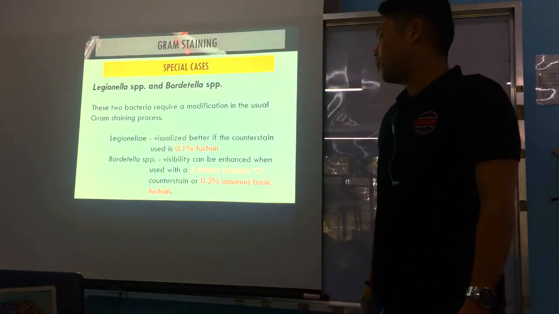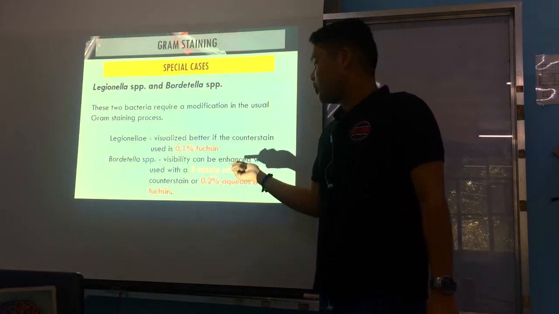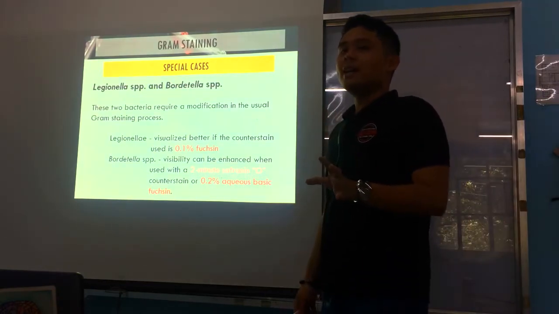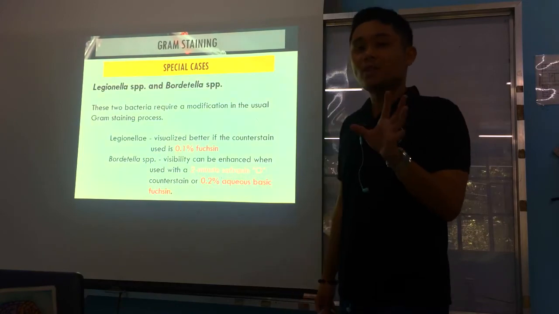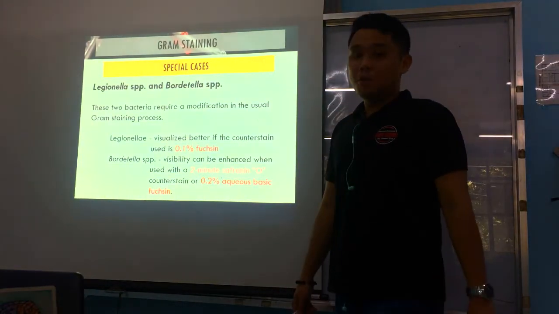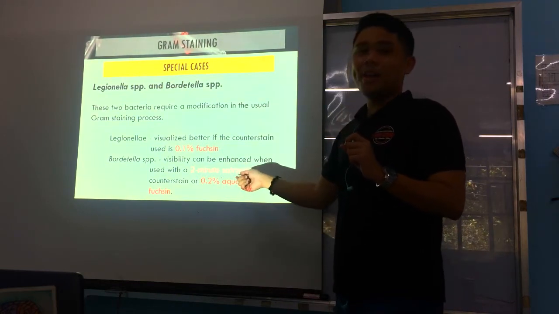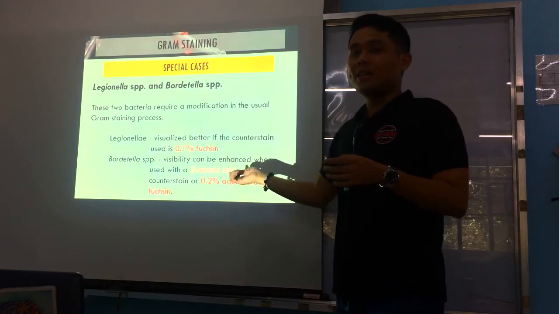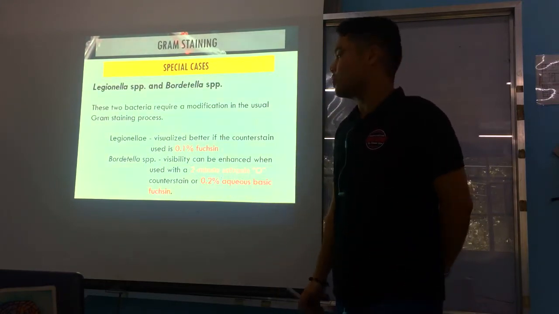And for Bordetella, mugamit tag safranin pero 2 minutes na siya, or 0.2% aqueous basic fuchsin. So please take note, for Legionella, to enhance its visualization, i-change na ang counterstain from safranin to 0.1% fuchsin. And for Bordetella spp., it's either mugamit tag safranin O for 2 minutes, or mugamit tag another counterstain, this time it's 0.2% aqueous basic fuchsin. Okay, alright.